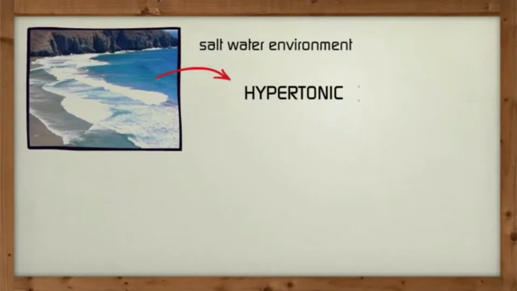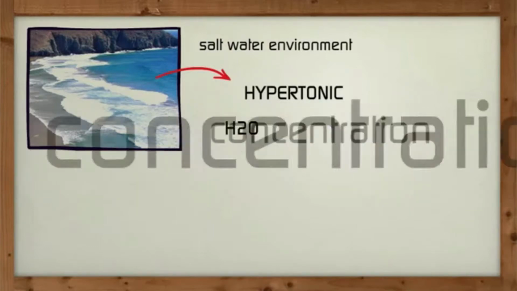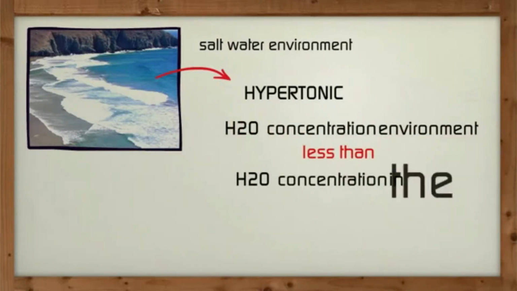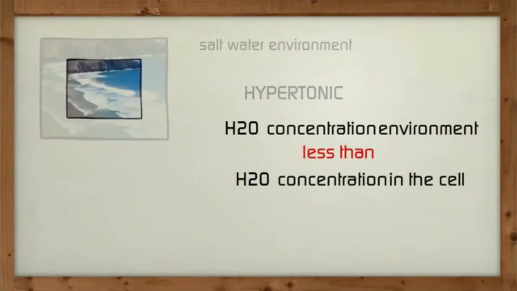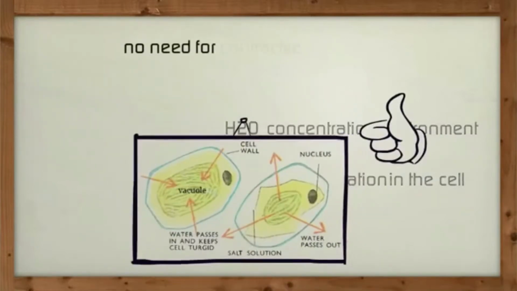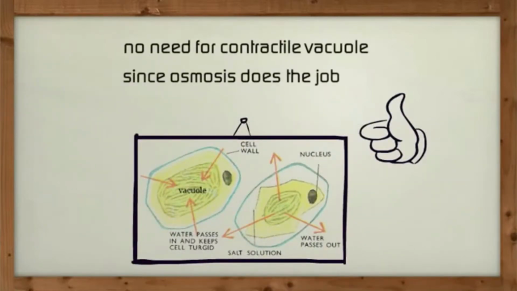For one-celled organisms that live in salt water, their surrounding environment will always be hypertonic. Therefore, the outer environment has a smaller concentration of water molecules compared to the inside of a cell, and water is more likely to flow out instead of into the cell. That's why there's no need for contractile vacuoles, since osmosis pushes water out perfectly.